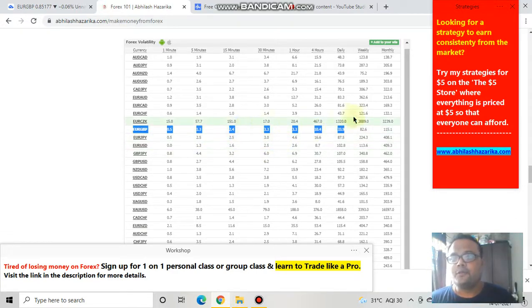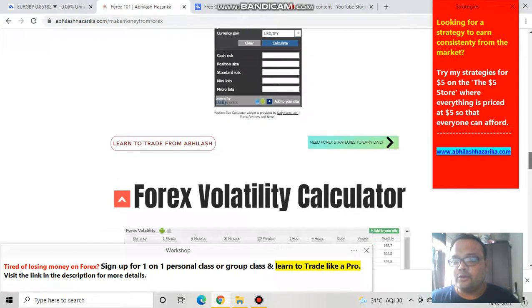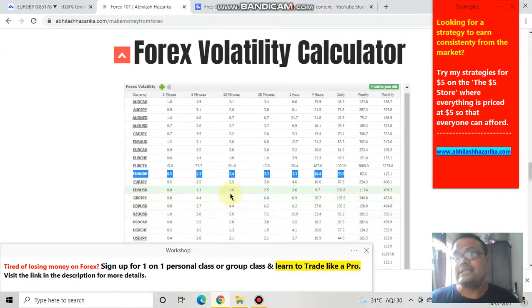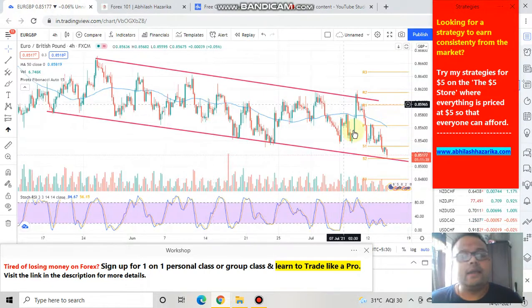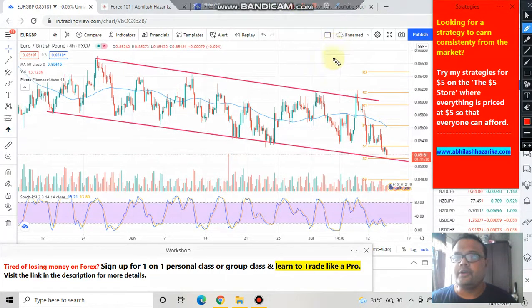Okay. Therefore, Euro GBP is standing at the support, and we are not having much movement here. So do not go for a buy order here. Just wait for the perfect opportunity, and the perfect opportunity is to short the market at the resistance.